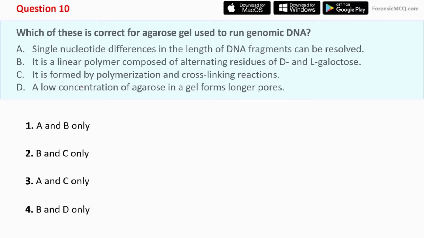So let's check the options. A and D only, B and C only, A and C only, B and D only. So the correct answer for this question is B and D only. So B and D are the correct answer. So let's check the explanation part.